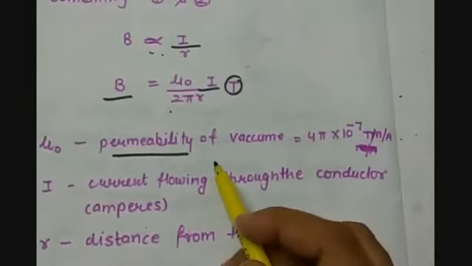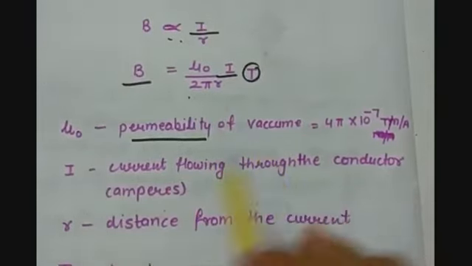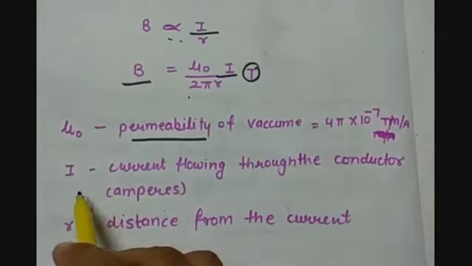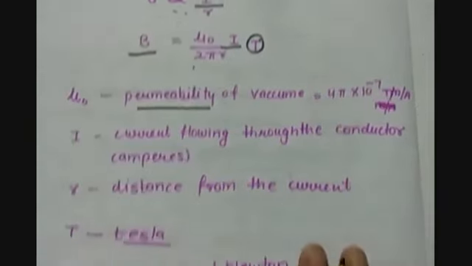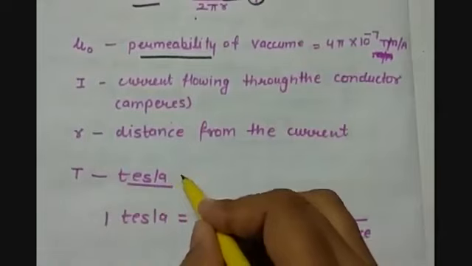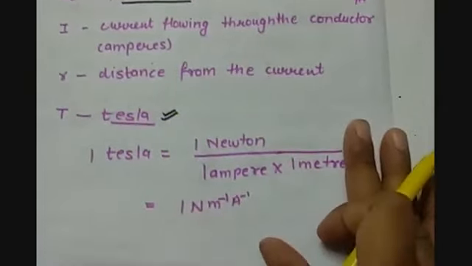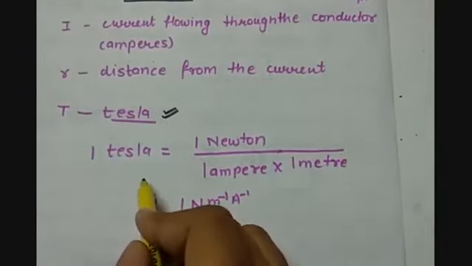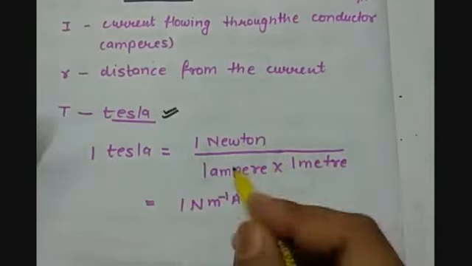We have discussed in detail while doing the assignment questions, so I'll not go into detail now. Here mu naught is the permeability of vacuum, I is the current flowing through the conductor in amperes, r is the distance from the conductor, and B is in Tesla, which is the SI unit of magnetic field. And what is the dimension unit of Tesla? 1 Tesla is 1 Newton upon 1 ampere into 1 meter.